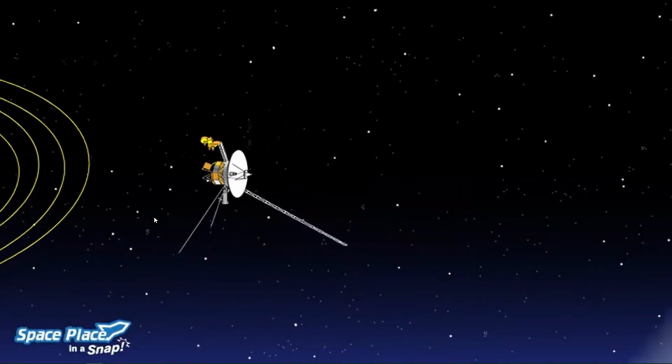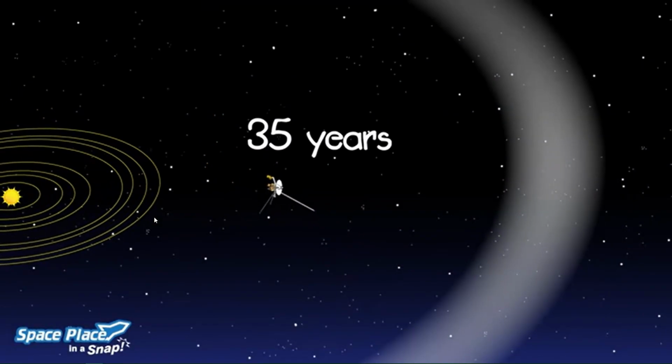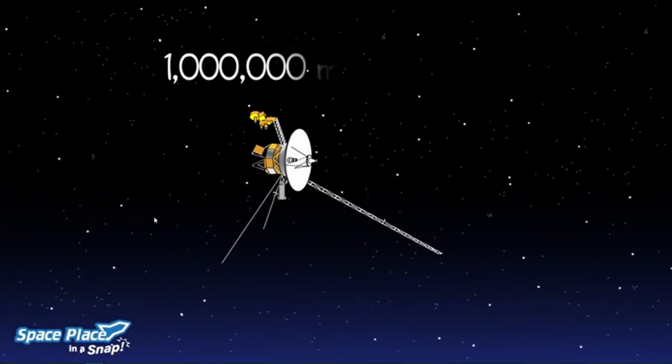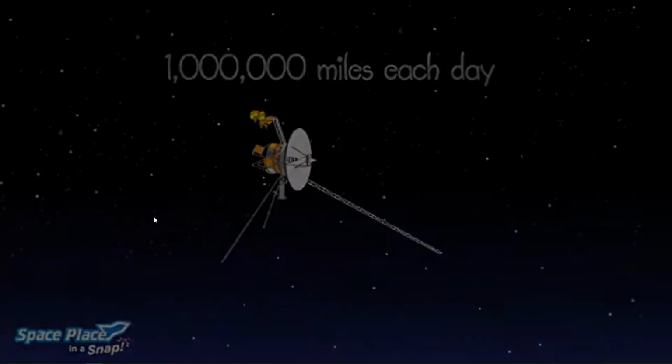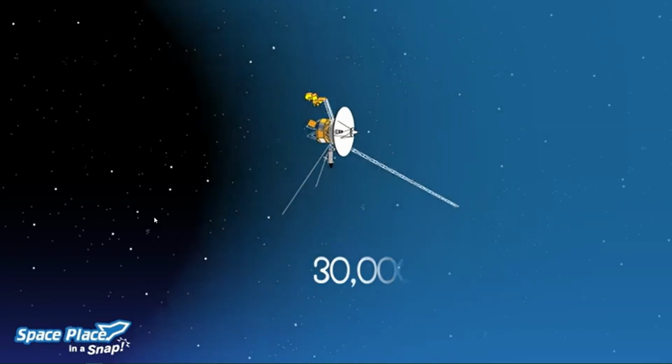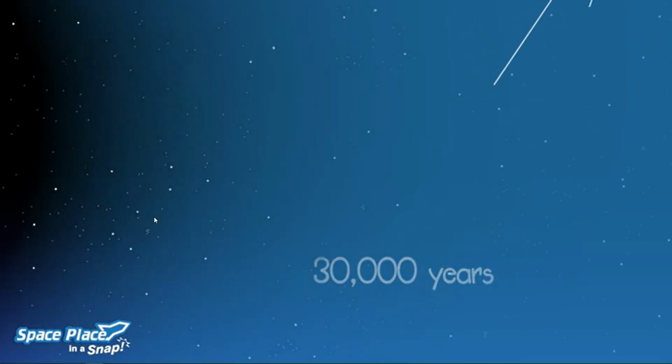The Voyager 1 spacecraft took 35 years to leave the sun's magnetic influence. It's traveling 1 million miles each day. At that speed, it will take 300 years to reach the inner layer of the Oort cloud. And then it will take 30,000 to get through it all. It's that thick.